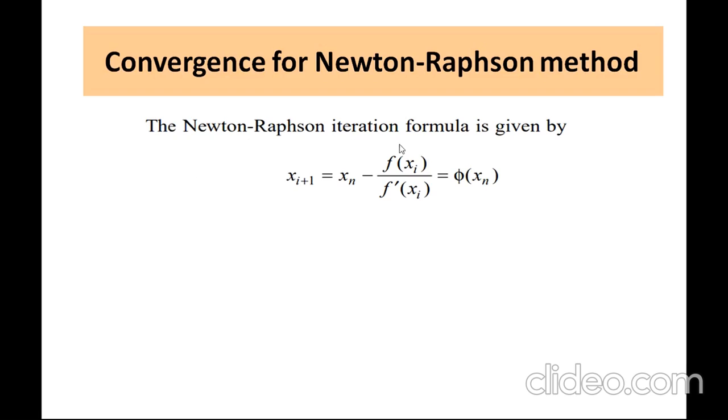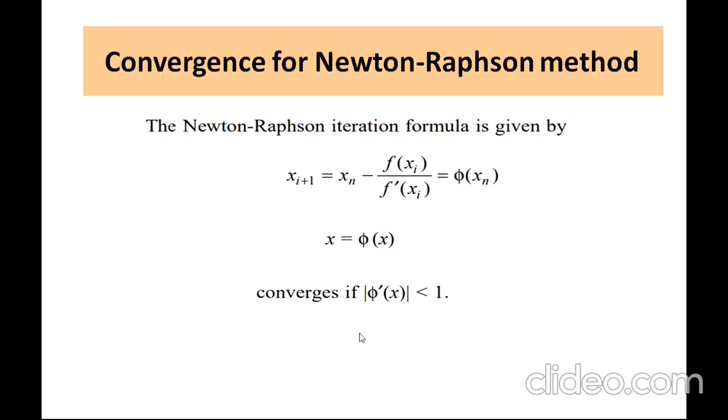The Newton-Raphson iteration formula is given by x_{i+1} = x_i - f(x_i) / f'(x_i), where i is the iteration number. Consider this whole value as phi of x_n. Hence x = phi(x).